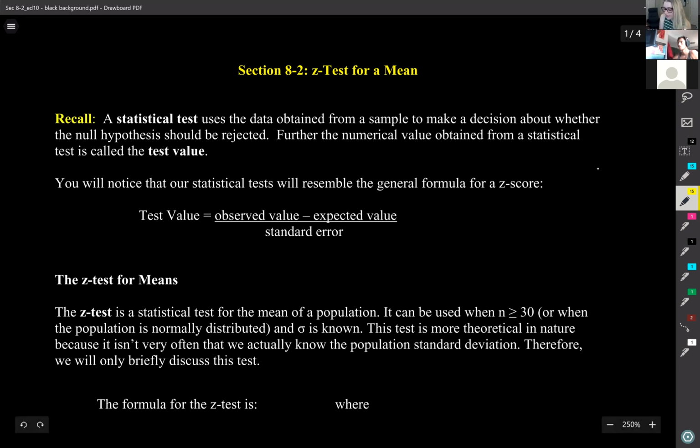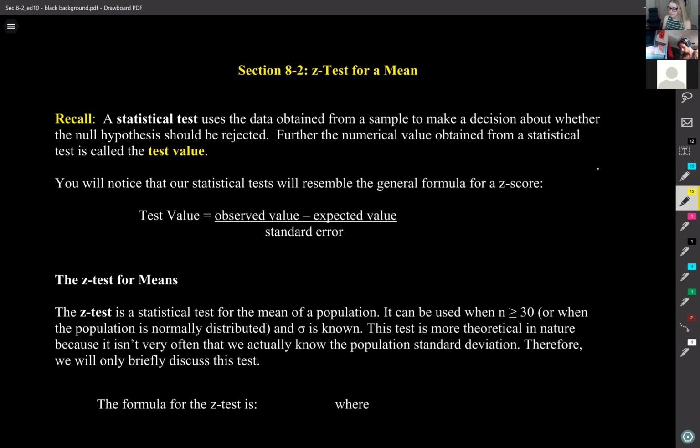So recall that a statistical test uses your data obtained from a sample to make a decision about whether the null hypothesis should be rejected. Yep, we just talked about that. Further, the numerical value obtained from a statistical test is called the test value. So now we're actually going to get into the test value. I know we defined it a little bit ago, but we didn't really do any examples with how to find a test value or what statistical test we're using. Now we're actually going to do an example of using what's called a z-test, and you'll see how this all works together.